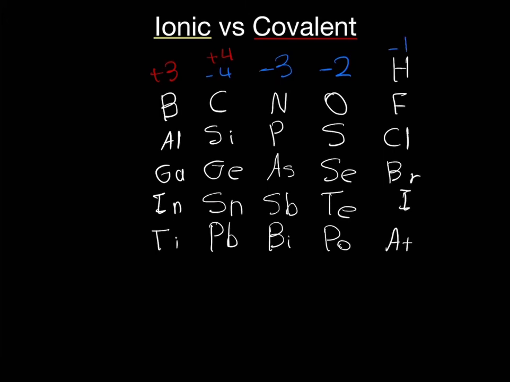And then the ones on the right side are called the noble gases. These are usually going to be neutral. They're not going to really form ionic bonds, at least not in a way that's common enough for you to talk about them a lot in chemistry class.